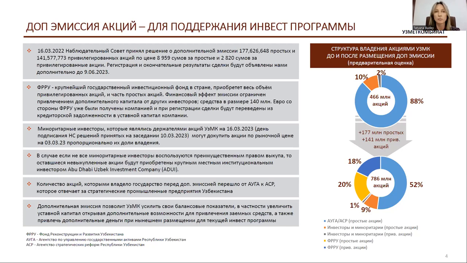This additional share issue will help minority investors buy additional shares at the market price as at the 3rd of March 2023 pro rata their current shareholding using their preemptive right. If not all minority investors use their preemptive right, then the outstanding unclaimed shares will be bought by Abu Dhabi Uzbek Investment Company, an institutional investor. We believe if this happens, this will be another positive signal for private international institutional investors in view of the upcoming FPO. Let me emphasize the key task of this additional rights issue.